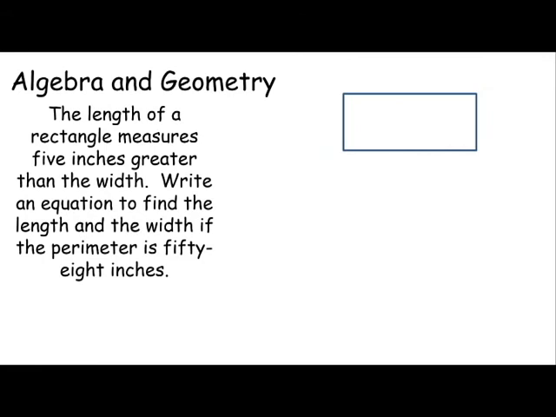The length of a rectangle measures 5 inches greater than the width. Write an equation to find the length and width if the perimeter is 58 inches. So notice I've got my picture of a rectangle here. I've got a length, a width, and a width. Remember, it doesn't matter which one is the length and which one is the width, but since it is a rectangle, the length on both sides is the same. The width on both sides is also the same.